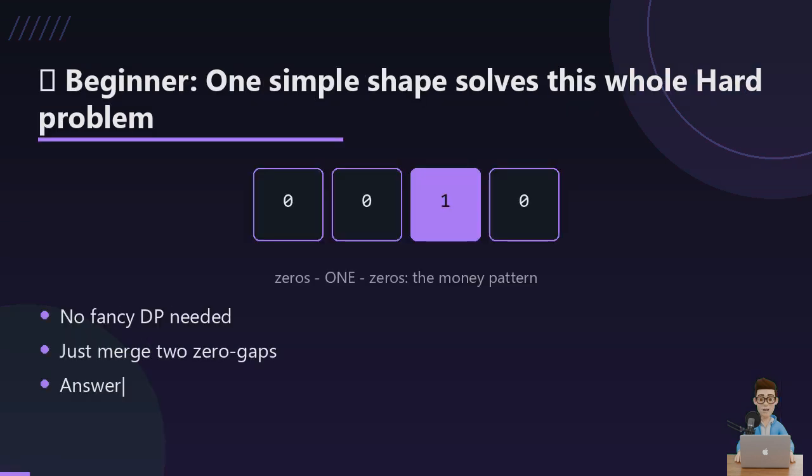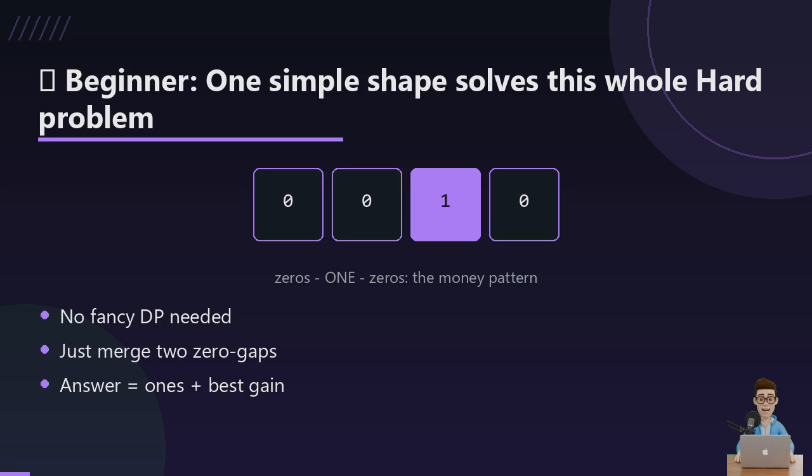Beginner level, don't let the word hard scare you. This entire problem comes down to spotting one little shape. A group of ones with zeros sitting right next to it on the left and the right. Think of it like a sandwich, with the ones as the filling and the zeros as the bread. When you remove that filling, the bread on both sides joins together into one bigger piece.